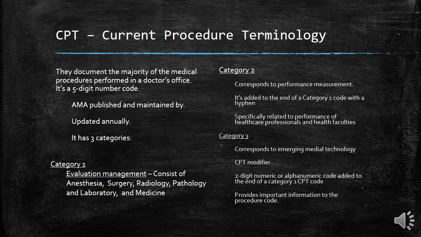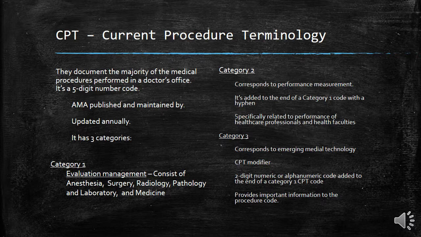CPT, Current Procedural Terminology. They document the majority of the medical procedures performed in a doctor's office. It's a 5-digit number code, published and maintained by the AMA and updated annually. It has 3 categories. Category 1, Evaluation and Management, consists of anesthesia, surgery, radiology, pathology, and laboratory and medicine.